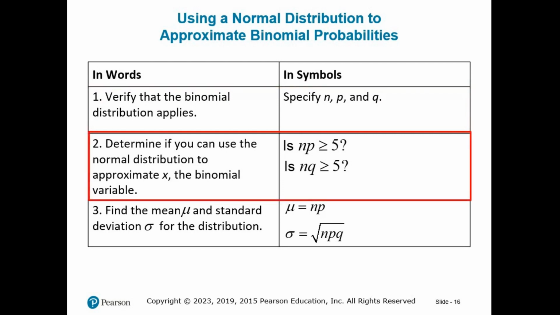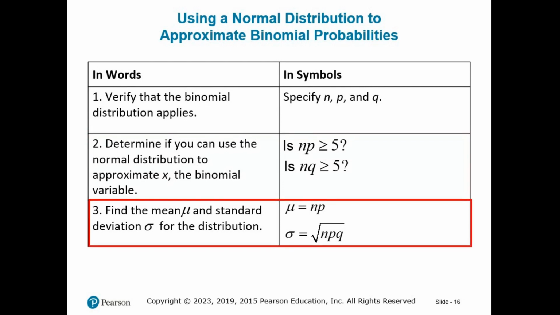Now you need to solve those two products to make sure the binomial distribution is eligible to be approximated normally. Is n times p greater than or equal to 5? Is n times q greater than or equal to 5? If it satisfies both of those, you move on to the next step.